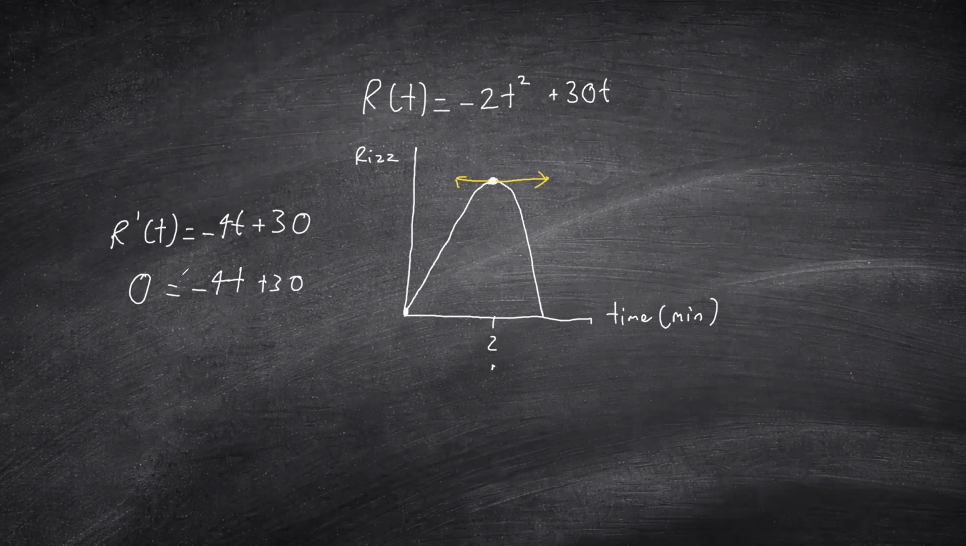Gonna move that 4t over. Gonna divide by 4. 30 divided by 4 is 7.5. So, if I want to maximize my Rizz, I need to wait exactly 7.5 minutes in order to shoot my shot with maximum precision. Bang.